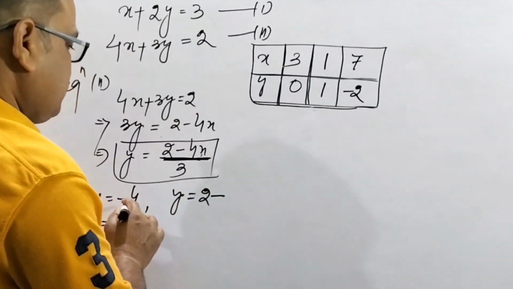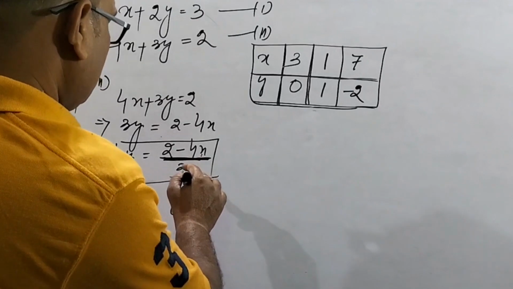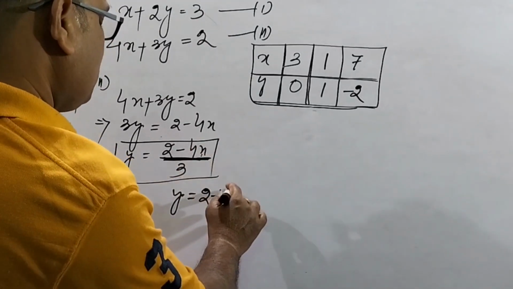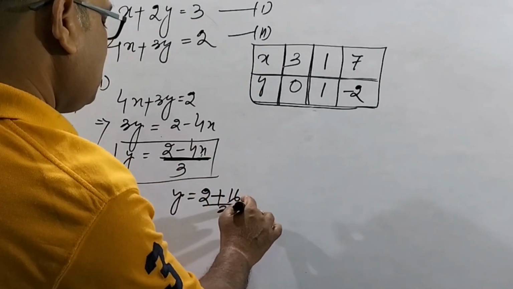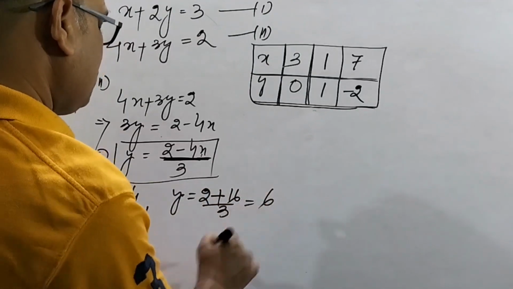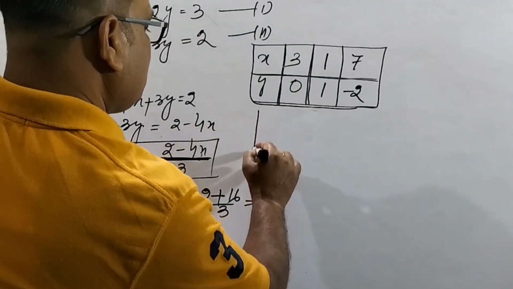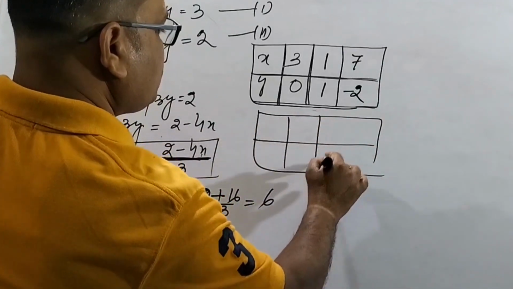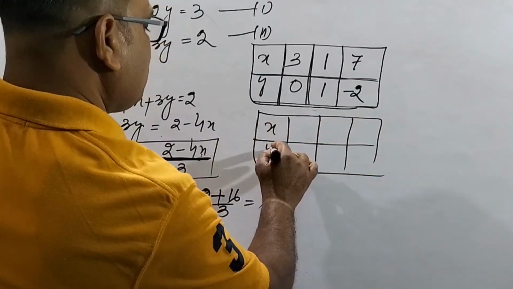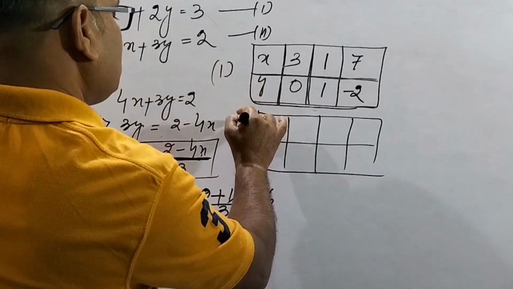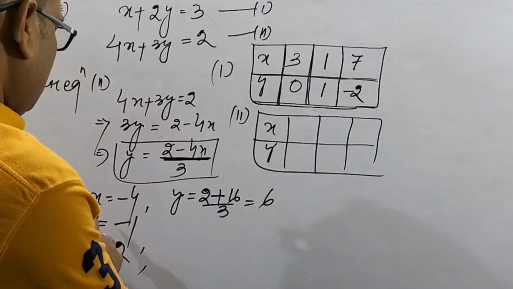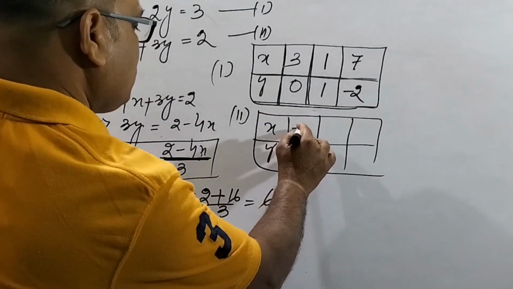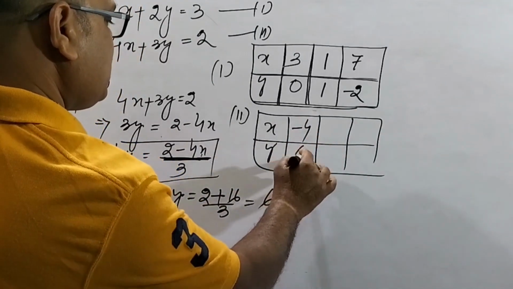So here it is 4x, so you have to consider x equals minus 4. y will be (2 plus 16) by 3. This is 18 by 3. This is 6. Here another box like this, x, y. This is for equation 1. This is for equation 2. If x is minus 4, y is 6.